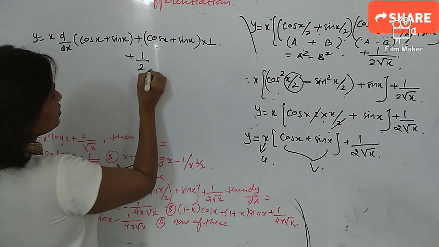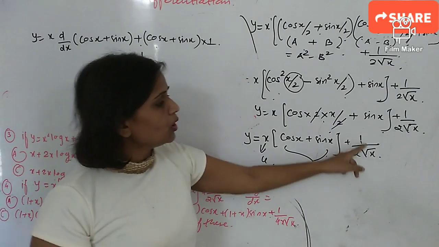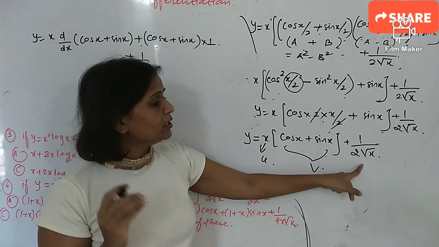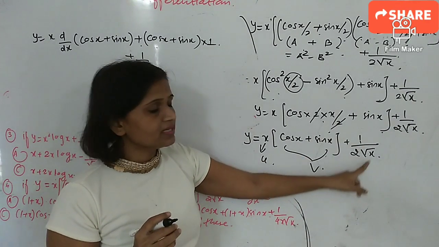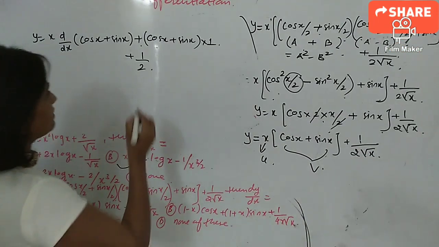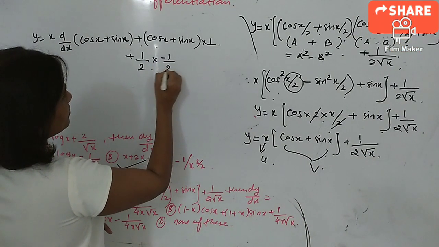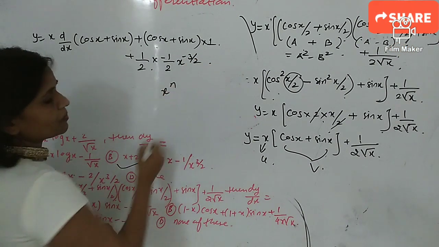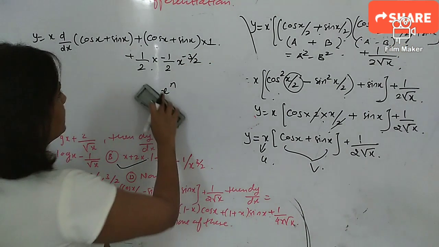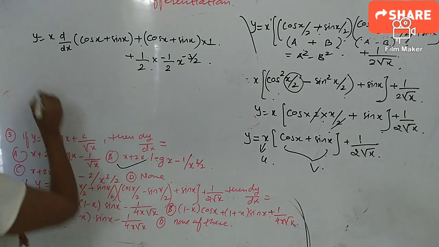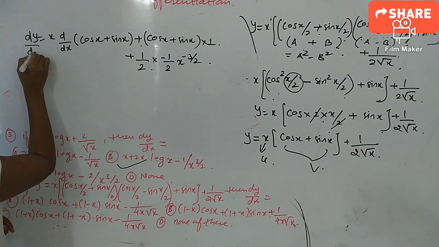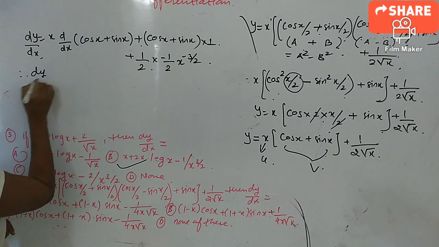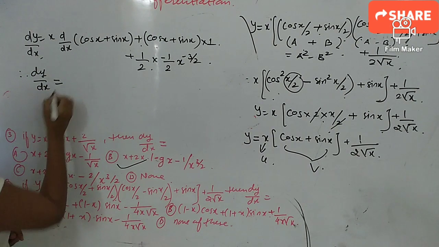Plus 1 by 2 is a constant value and 1 upon root x derivative. In the previous question I explained this value in detail. So this derivative gave minus 1 by 2 x to the power minus 3 by 2 using the formula x to the power n. Okay. So this is the value of dy by dx.